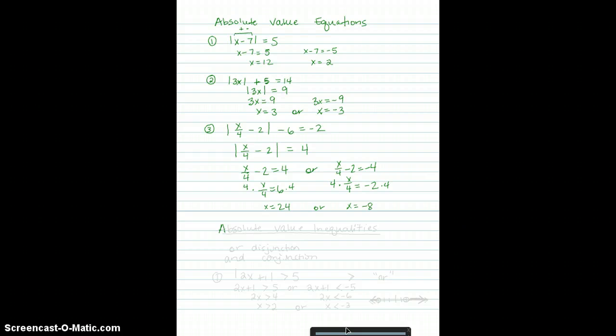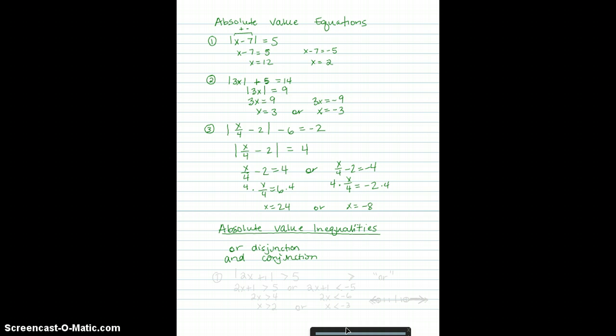Okay, now we're going to look at absolute value inequalities. This is going to actually take us back to what we learned in our last lesson, and that has to do with solving our compound inequalities. If you remember, we talked about an or compound inequality, which is actually called a disjunction. And we talked about an and compound inequality, which is called a conjunction. So or is called a disjunction, and and is called a conjunction.